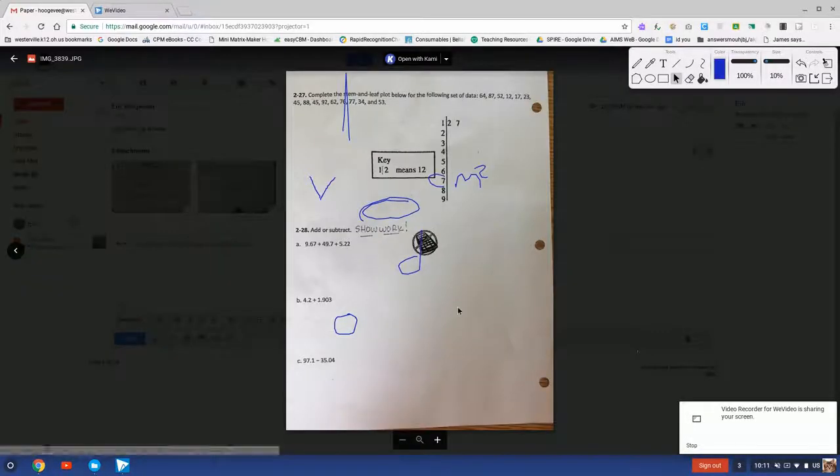I can open it up here. Sorry, I got my other marks on there. Let's see if we can erase those. A couple there, a couple there.